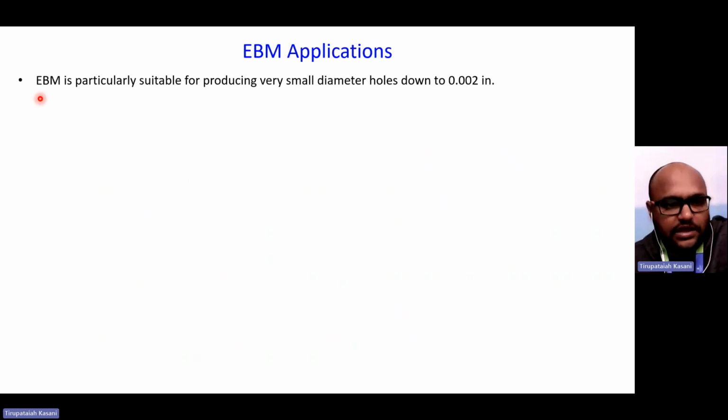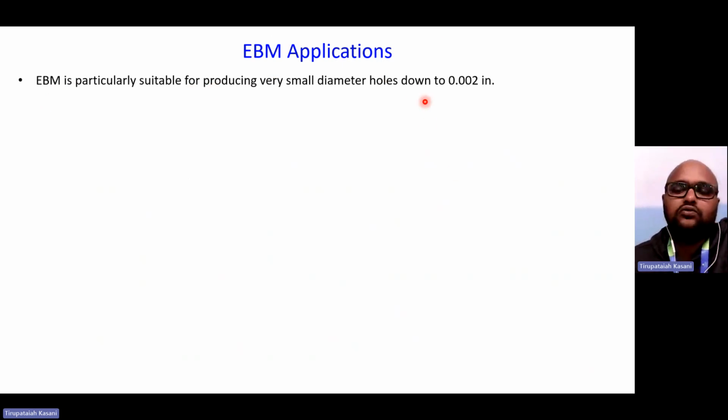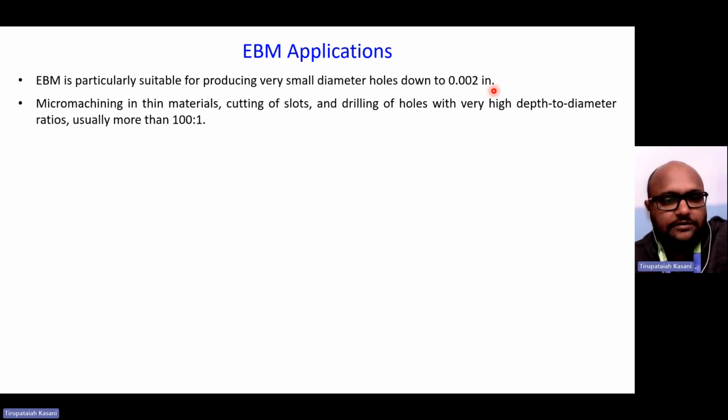EBM applications. Electron beam machining is particularly suitable for producing very small diameter holes down to 0.002 inches. See how small the hole diameter is. Micromachining in thin materials, cutting of slots and drilling of holes with very high depth to diameter ratios, usually more than 100:1. Means 100 mm depth and 1 mm diameter. You can just imagine how the hole is looking.